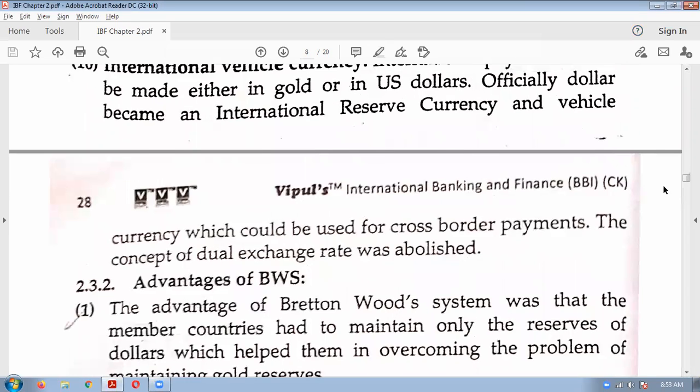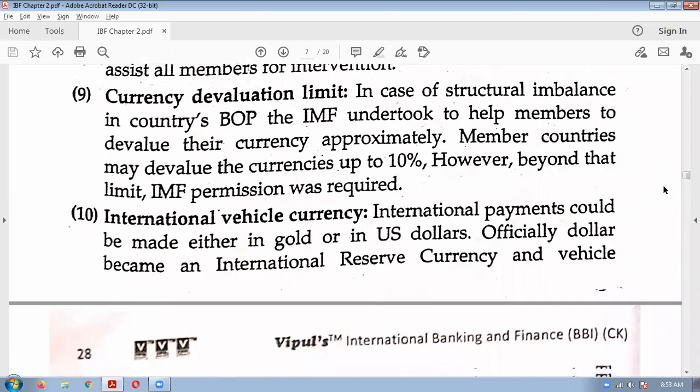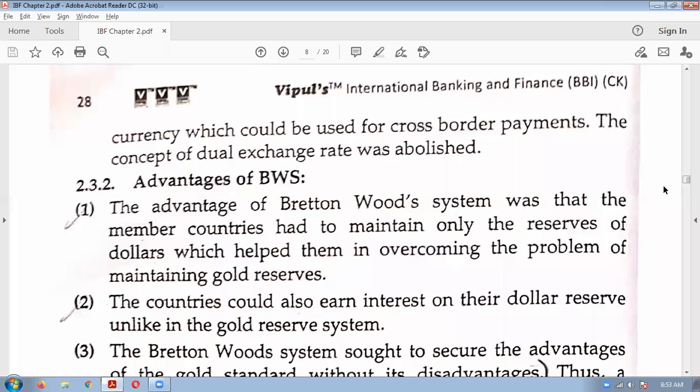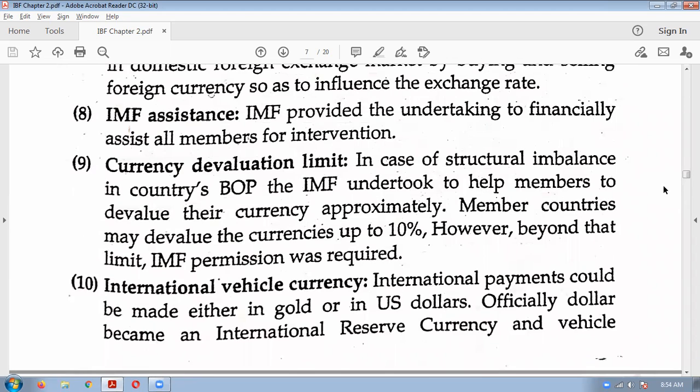Then the US dollar became a vehicle currency. Vehicle currency means a currency which is used for international transactions. At present, the US dollar is the vehicle currency because all international trade takes place through the US dollar. At that time, two vehicle currencies were there. One was gold and the other was the US dollar.